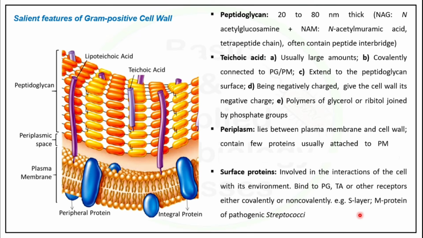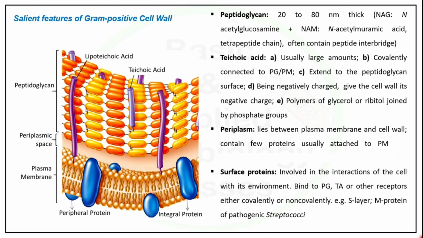So these proteins contribute generally towards pathogenicity, and are called virulence factors for bacteria, right? They enhance the pathogenicity of bacteria. Like M protein, which is a very well known virulence factor for streptococci in causing the disease caused by streptococcus. So now these were the salient features of the gram-positive cell wall.